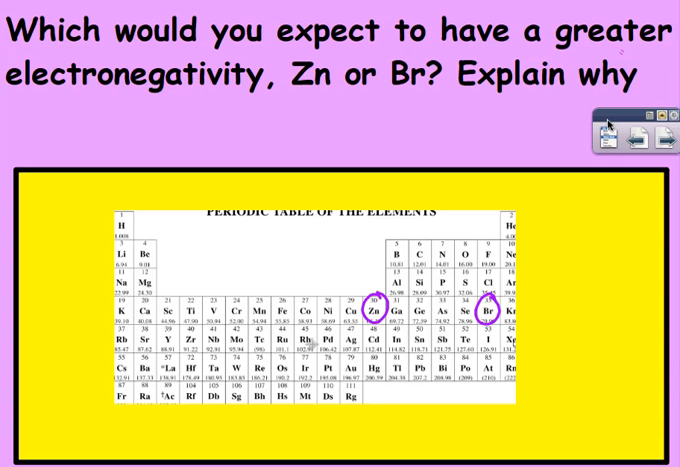Which would you expect to have a greater electronegativity, zinc or bromine, and explain why? Restart when you have an answer.